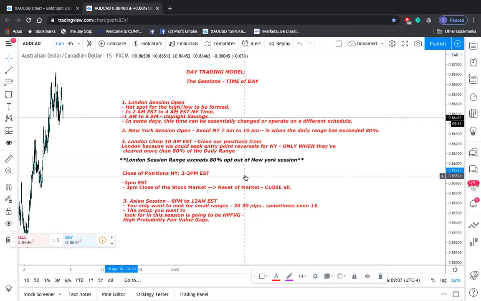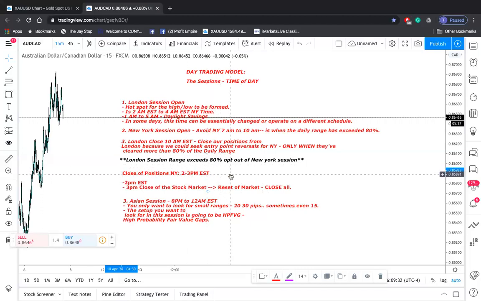And for the risk takers out there, you could short or hedge back the opposite way of the direction. So if we have an 80% range in London and London close comes in at 10 a.m. Eastern and it's bullish for London, we can look for shorts in New York, London close, and vice versa.